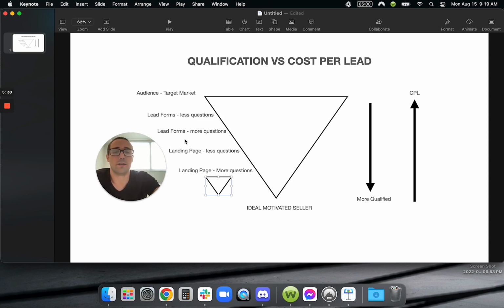Now, again, the more you go down this line, generally cost per lead tends to go up because you are weeding people out. And that's the main idea.